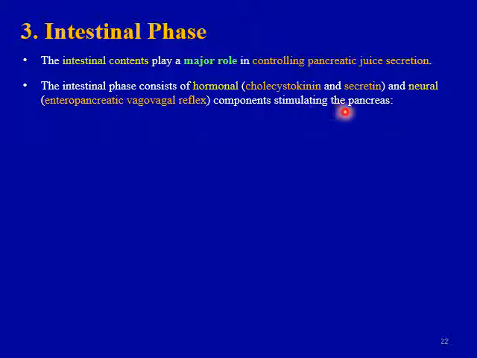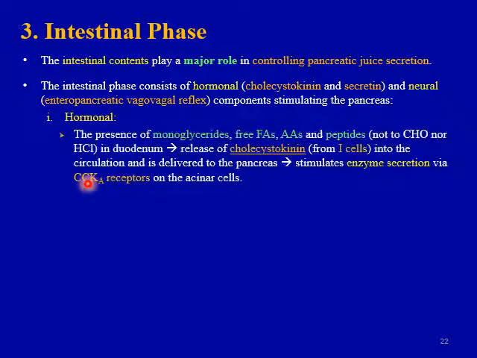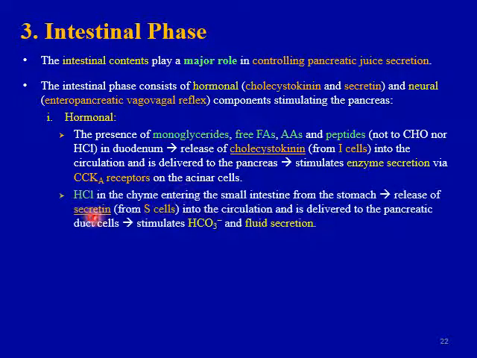The hormonal component: the presence of monoglycerides, free fatty acids, amino acids, and peptides in the duodenum, but not bicarbonate nor acid, will lead to the release of cholecystokinin from the I cells in the duodenal mucosa. The released cholecystokinin will enter the circulation and will be delivered to the pancreas. There it will stimulate enzyme secretion via the CCK1 receptor on the basolateral membrane of acinar cells.